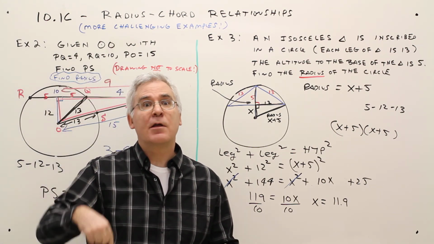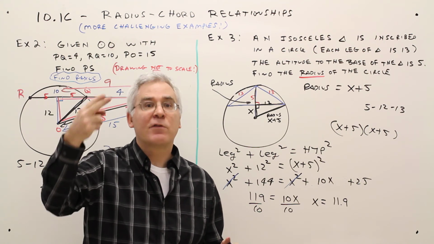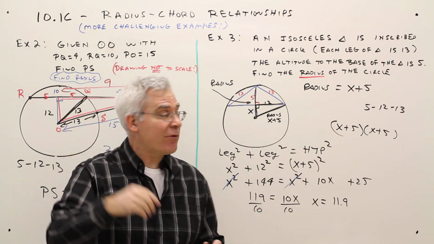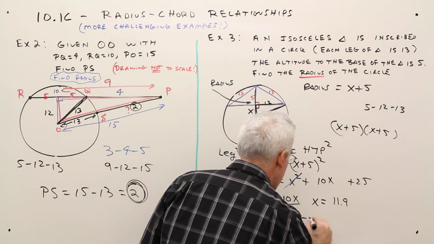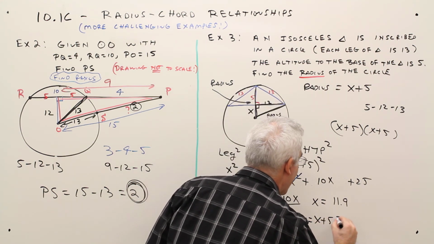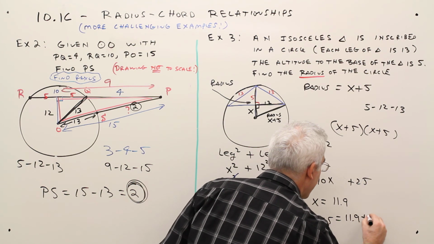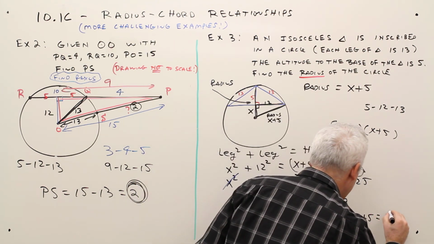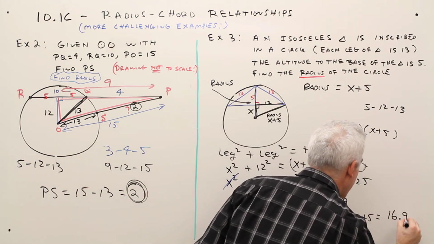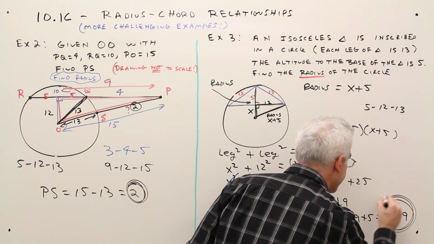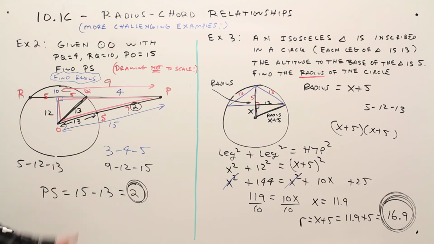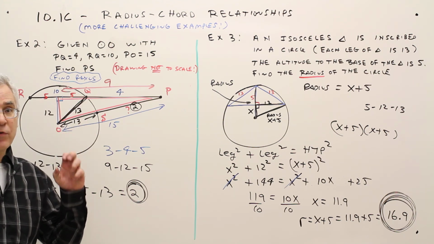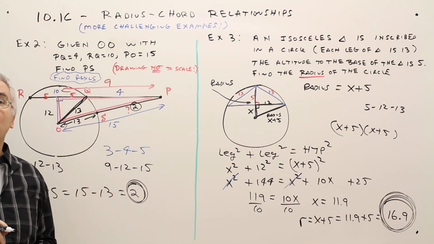Let's review. Set up the equation, solve the equation, and then answer the question. So the radius is going to be x plus 5 equals 11.9 plus 5, and that's going to be 16.9. Whew. So there you have it. 2 more challenging examples on radius-chord relationships.